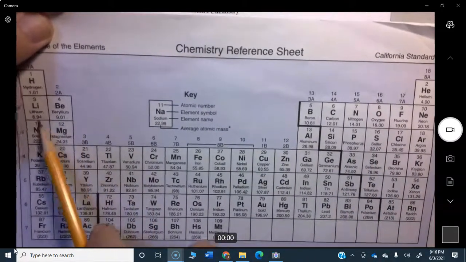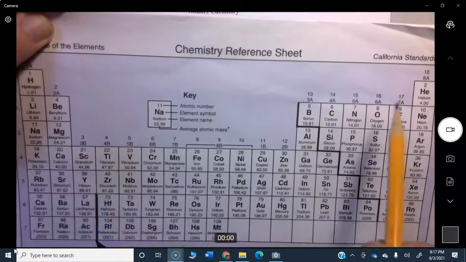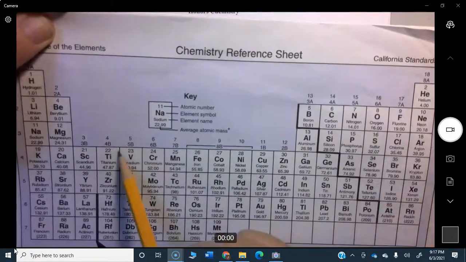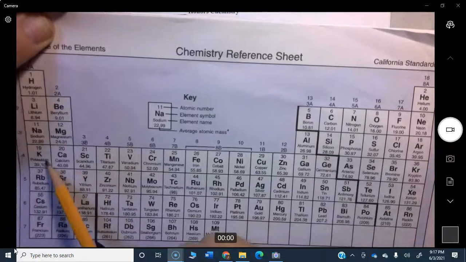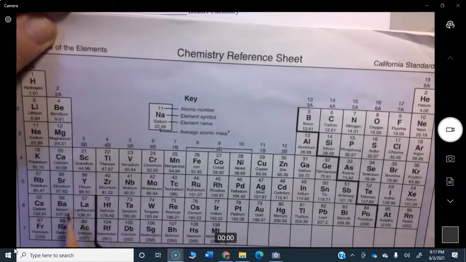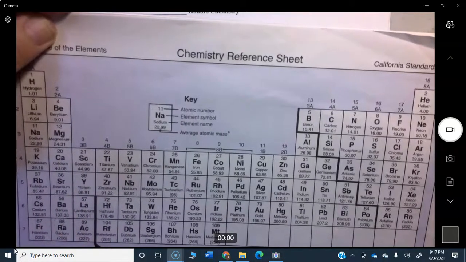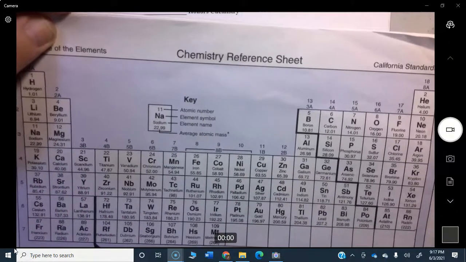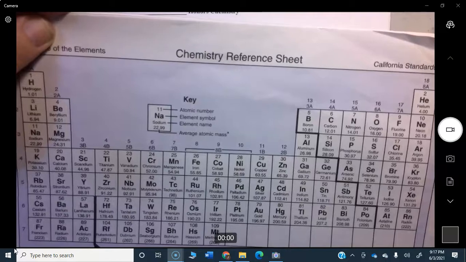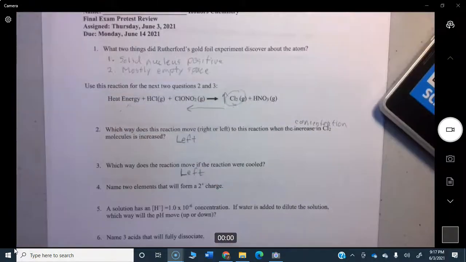So beryllium will lose 2 electrons to be like helium. Magnesium will lose 2 electrons to be like neon. Calcium will lose 2 electrons to be like argon, and so on and so forth. So you can really pick any of the elements here. Those are 2+ charges. If you have the periodic table that shows all the charge numbers, you can go ahead and use that. Okay, so we're gonna say Mg and Ca.